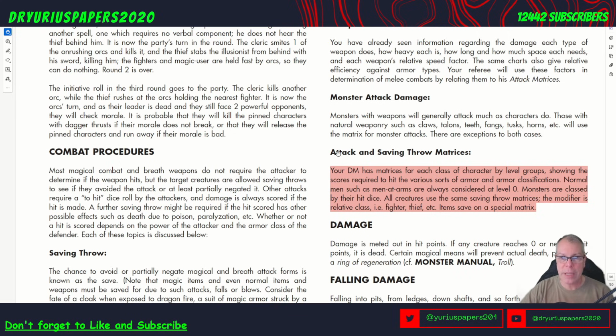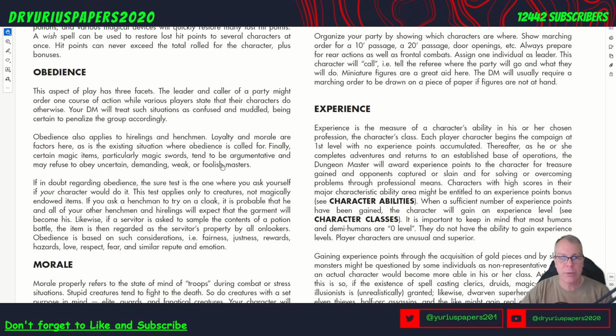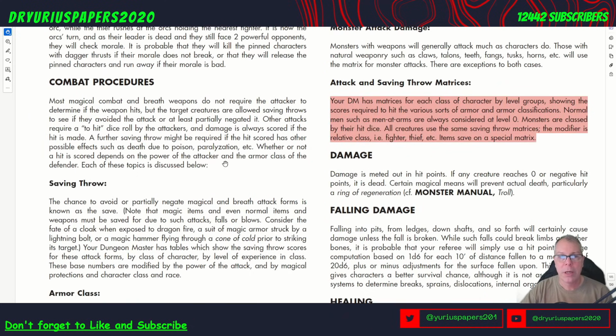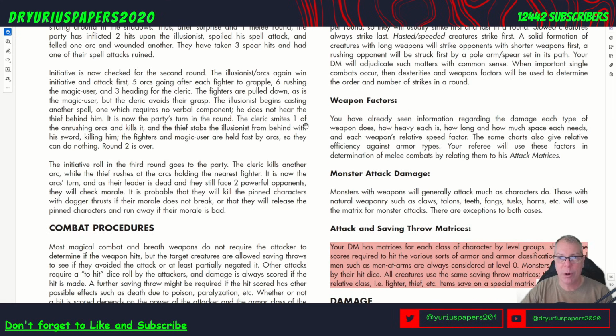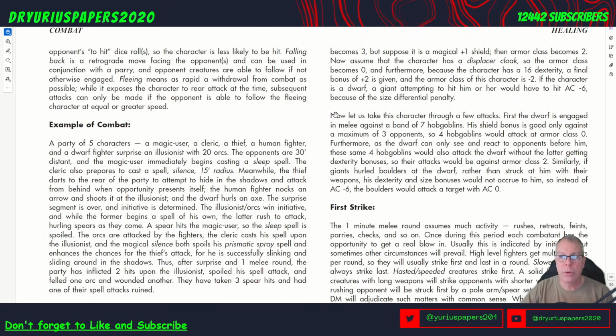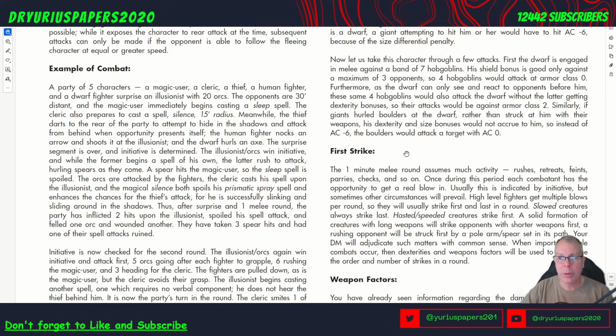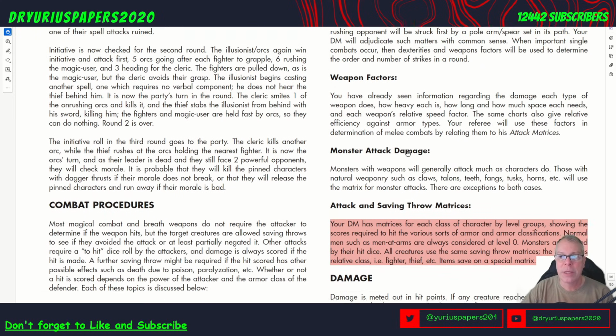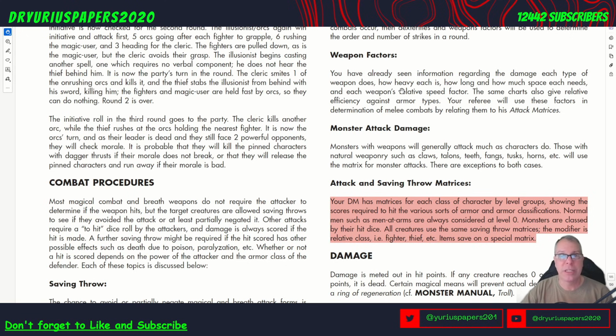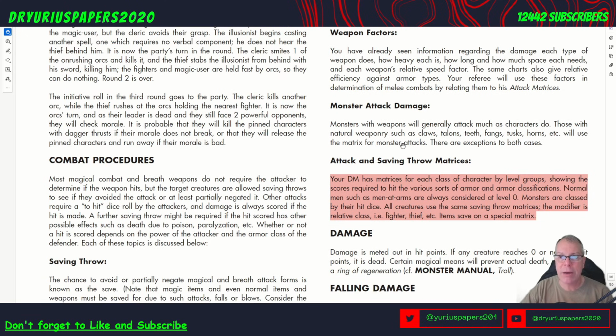So I'm going to read this out starting from this paragraph. This is the combat procedures section of the Player's Handbook. You can see over here it says combat procedures, and it says how to do a saving throw. It talks about armor class, and that was basically the end of it. That's the last part of the column. Then we go up a little bit more about armor class, the first strike, initiative, surprise, and weapon factors, which he doesn't really explain in here. And then we get down to this.